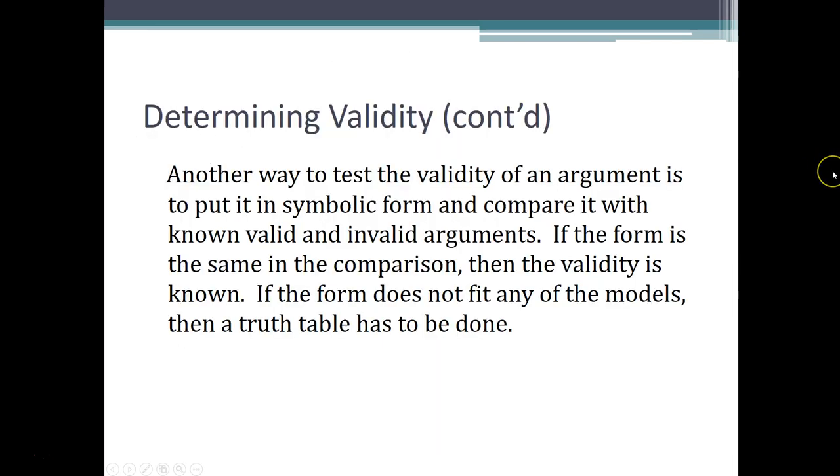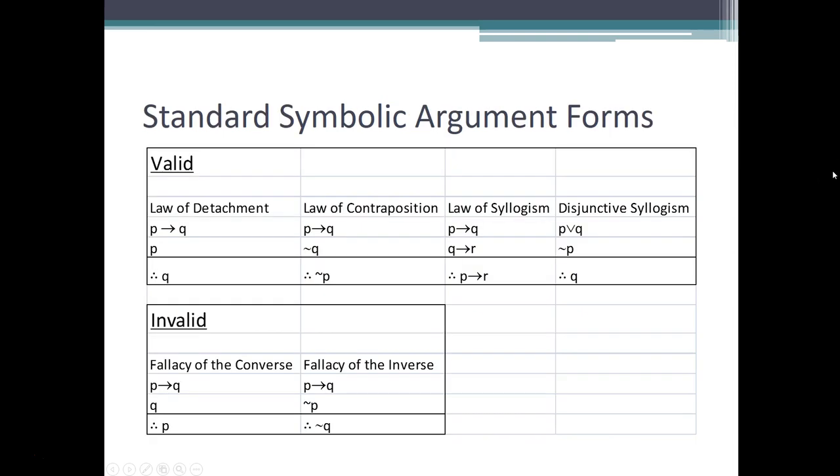But here's a chart that shows you some of the forms. You have the law of detachment, the law of contraposition, the law of syllogism, and a disjunctive syllogism, which are all valid argument types. And you can see there the two premises and the conclusion under each of those. And then invalid types are fallacy of the converse and fallacy of the inverse. And you can see the two premises and conclusion for those patterns as well.